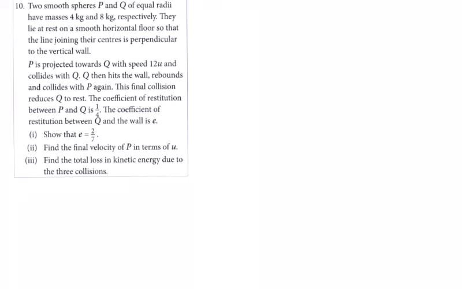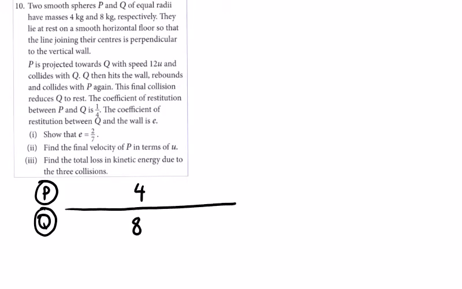In question 10, we have two smooth spheres, P and Q, of equal radii, and they have masses 4 and 8, respectively. Set up your table. They lie at rest on a smooth horizontal floor so that the line joining their centers is perpendicular to the vertical wall. Well, that's the i direction.